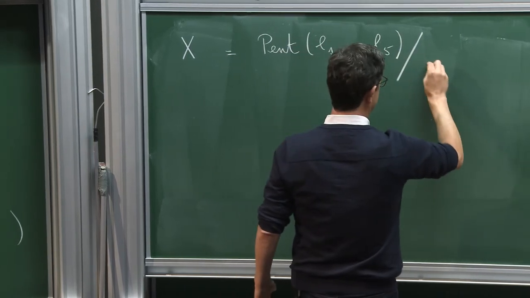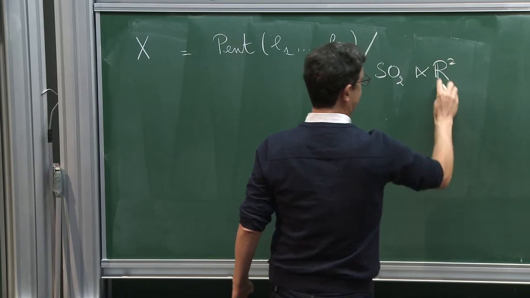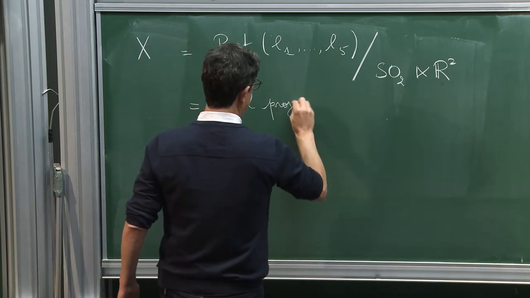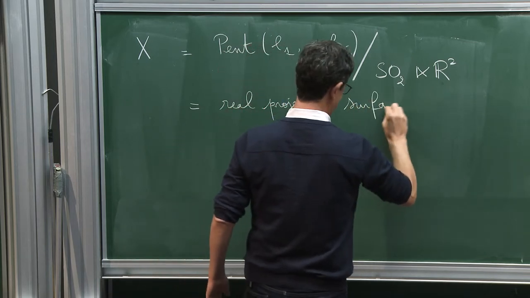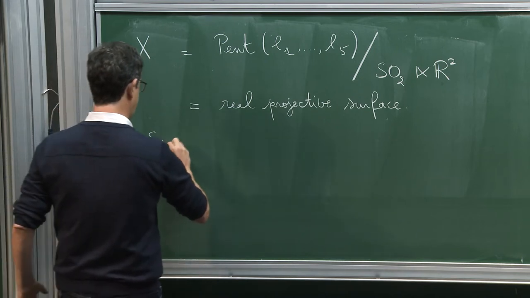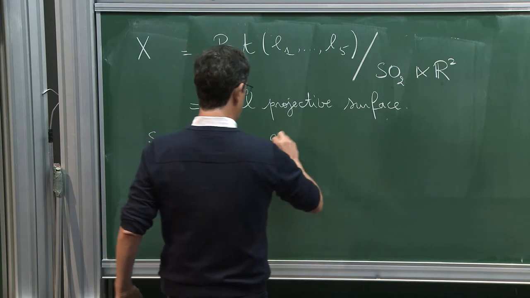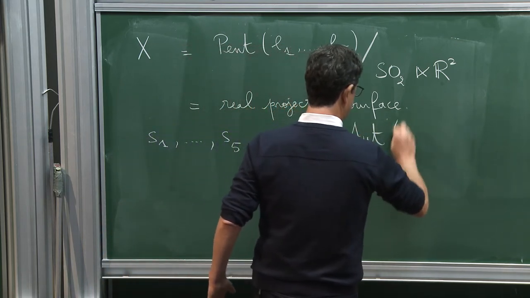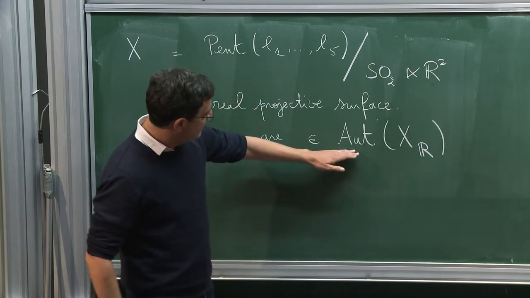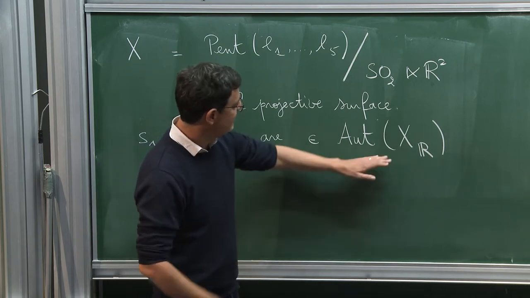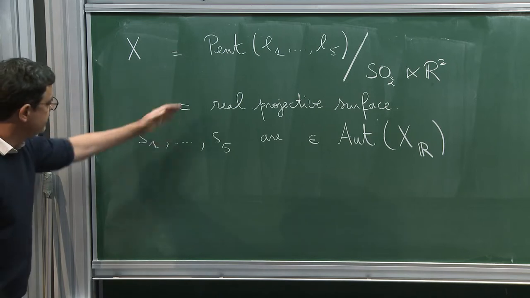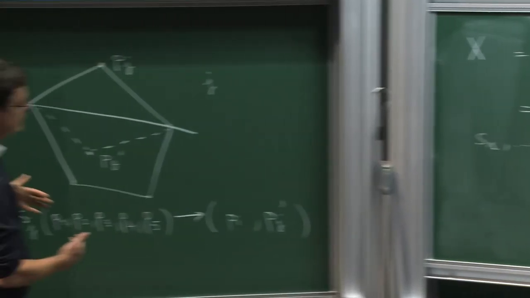modulo SO2 semi-direct product R2, so translations and rotations. And I'm saying that this is a real projective surface. And moreover, the five involutions are algebraic transformations of this surface. So let me write it like that. S1, S2, up to S5 are automorphisms of X defined over the real numbers. OK, so I wrote X index R. I mean algebraic transformations which are regular, the inverse is regular, and they are defined by formulas with real coefficients. Okay. And when I say that X is a real projective surface, in some sense it's obvious that it's something which is algebraic.